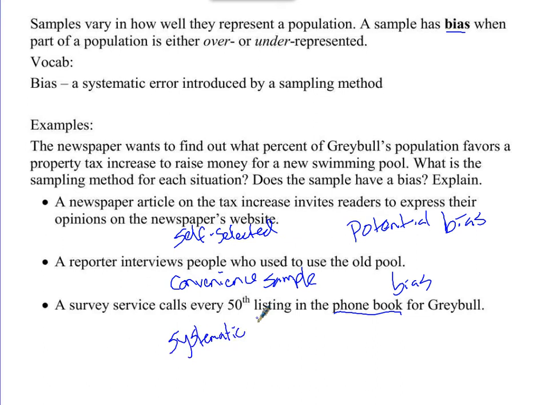Possibly, but in general, this is more like a random sample that you're picking. So in general, no, there should be no bias. You could randomly have the 10 people that you call be people who really oppose the pool. And then, yeah, there'd be bias, but in general, there should not be bias on this.